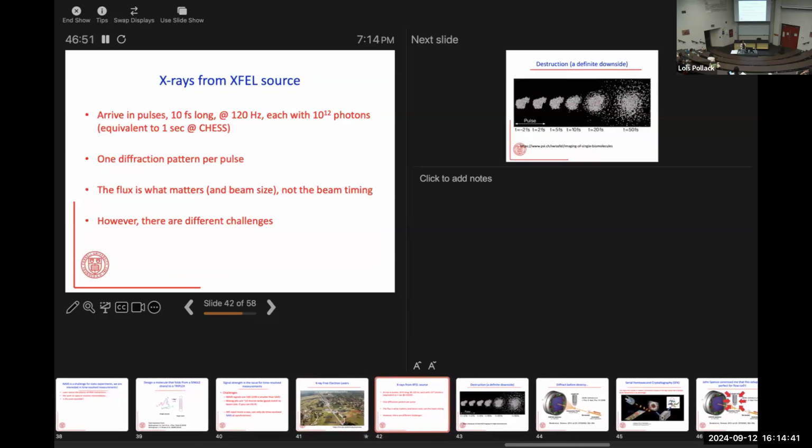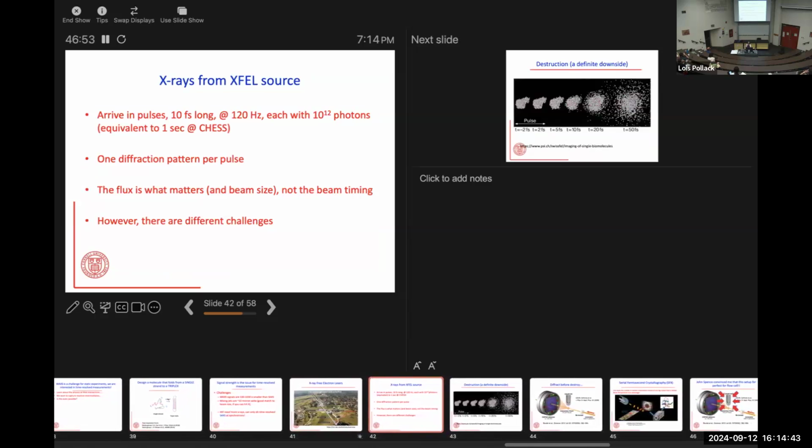Okay, and so the X-rays from an XFEL source are different from the X-rays from a synchrotron or from our lab source. They arrive in pulses, and they're tens of femtoseconds long. So, I used to play tennis, and there were these machines that would have balls coming, and then I would practice my forehand or my backhand. That's what it reminds me of. These balls get launched at you, but they're short.